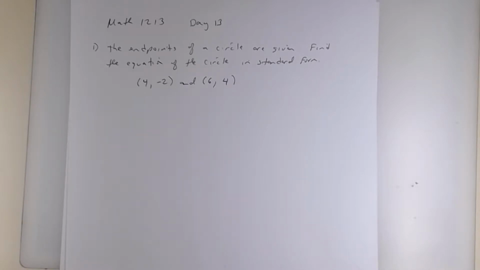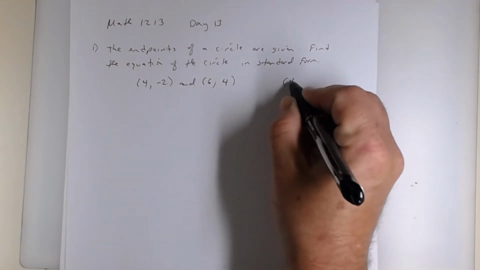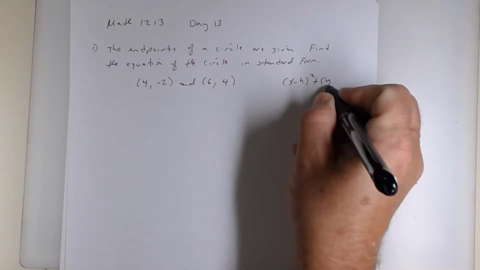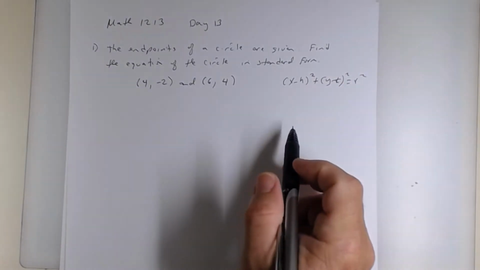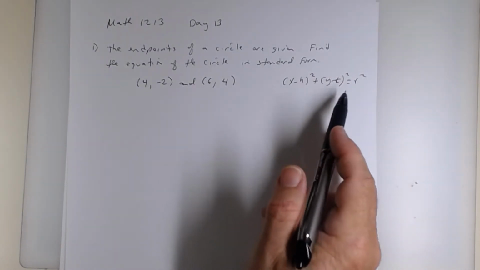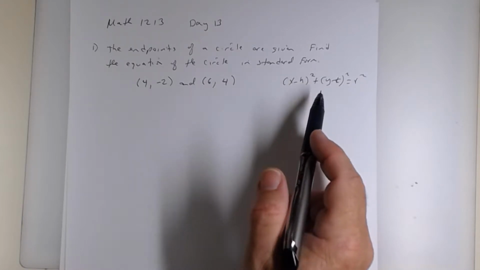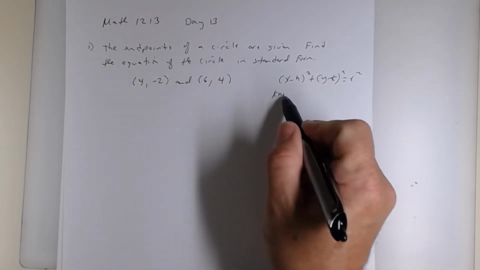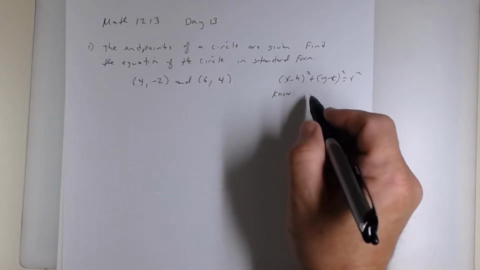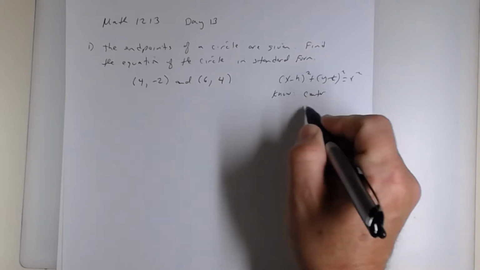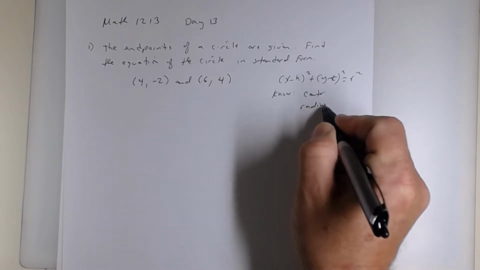Okay, so first of all, you need to remember, what is the standard form of a circle? What's the equation for the standard form of a circle? (x minus h) squared plus (y minus k) squared equals r squared, right? Okay. And so in order to write the equation of a circle in standard form, what must you know? You must know the center and the radius. That's what you must know.